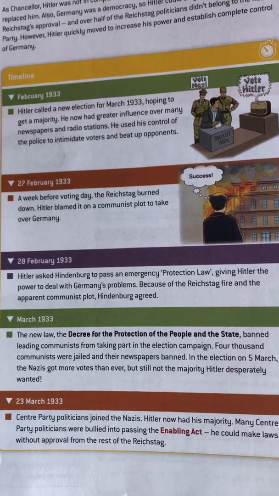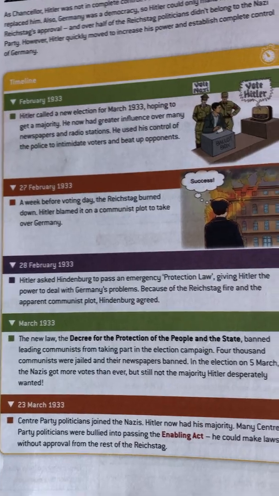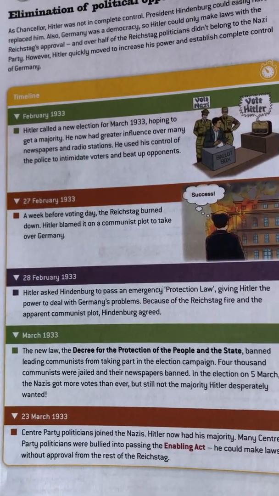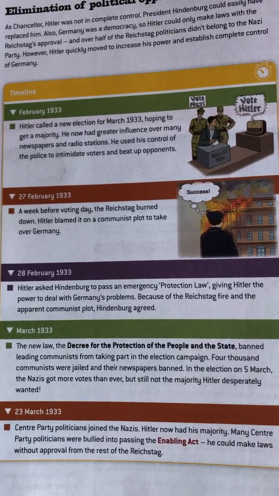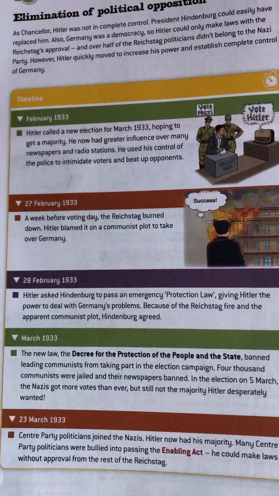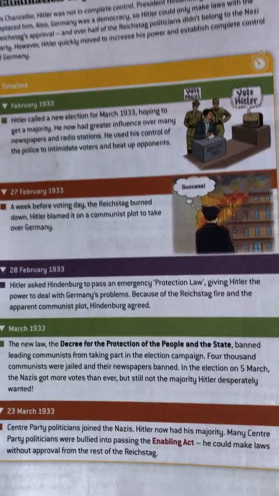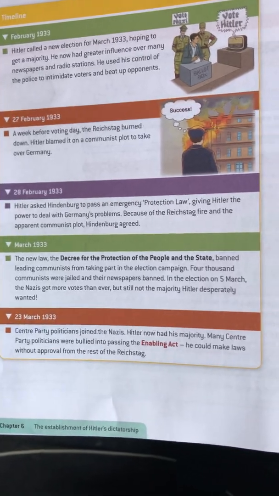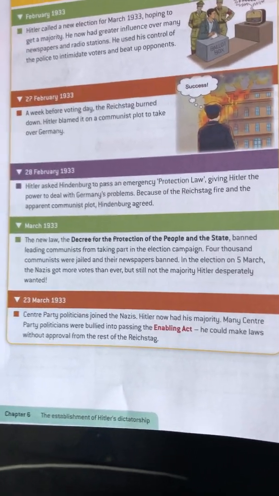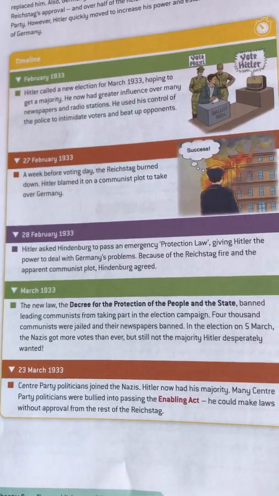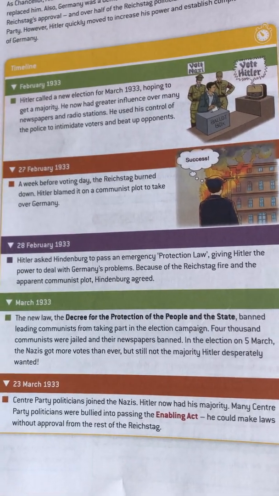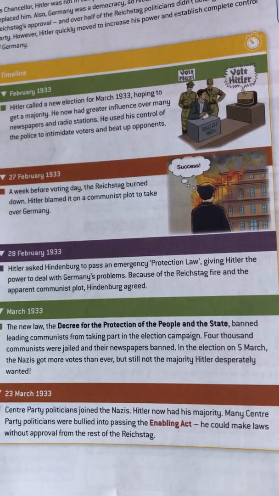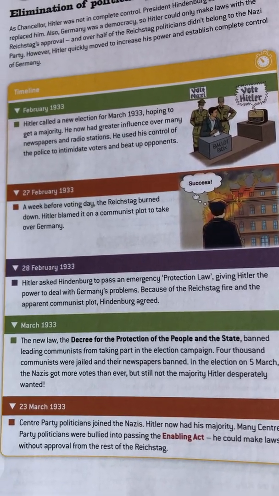So Hitler got more power, he was able to arrest people, and he used that power to arrest 6,000 communists, so key members of their party, which meant that many people in Germany saw them as criminals, and it also stopped them being able to vote in the elections. In March 1933, a decree for the protection of the people and state was passed. It banned leading communists from taking part in any election campaigns, and thousands of communists were put into jail, and their newspapers were banned so they couldn't spread their ideas.